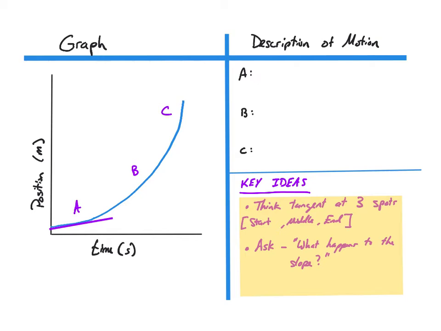We know that because this is a position time graph, the slope is going to tell me the speed. So if we make a tangent line at different areas, we can compare the slope.